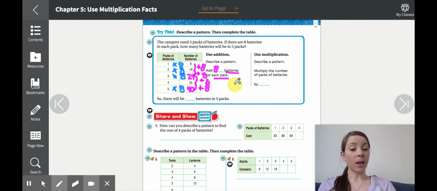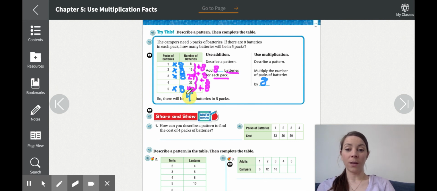So now same thing, you have to describe that pattern. So we're going to say multiply, and what are we multiplying? We're multiplying the number of packs of batteries to get us the number of total batteries, right? So they said multiply the number of packs of batteries by what number? 8. Here's the number of packs of batteries, and every time we multiply them by 8 to get us the total number of batteries.